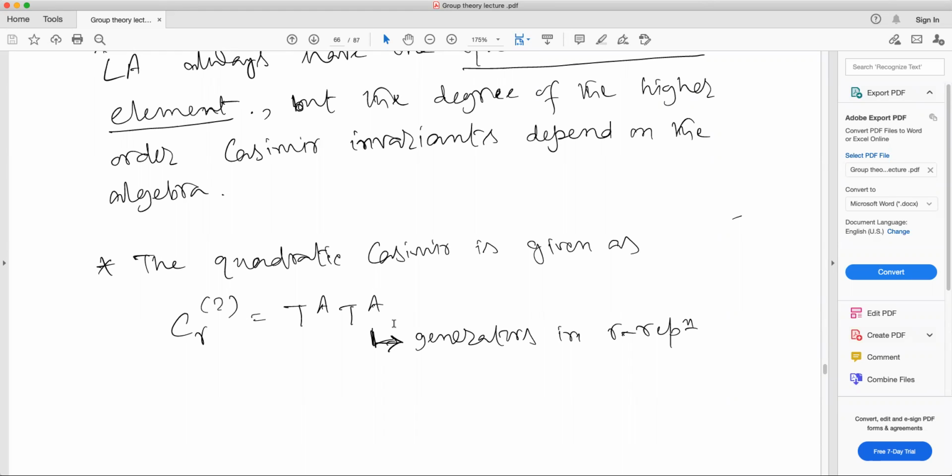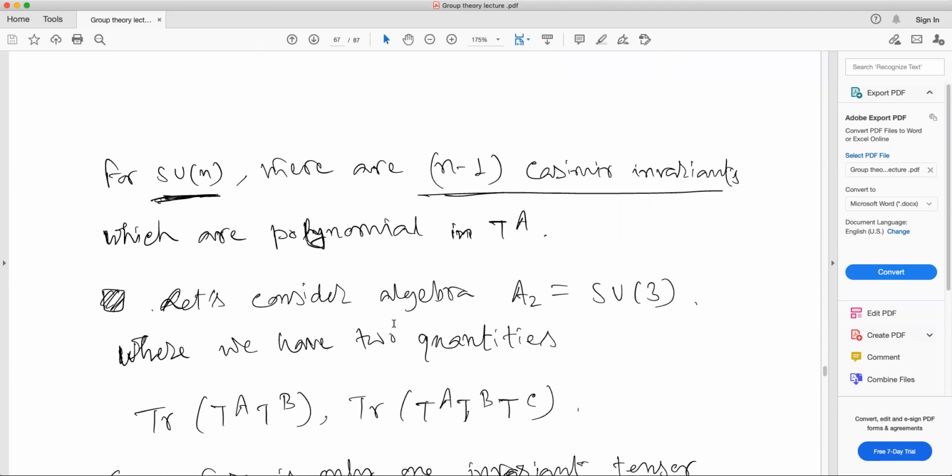But the question is, is this the only Casimir operator that one can define for a given algebra or not? The thing is, for SU(N), there are N-1 Casimir invariants which are polynomial in TA. So you can connect this N-1 number: for SU(N), the rank is N-1. So for a given group, if the rank is N-1, you will have that many Casimir invariants.